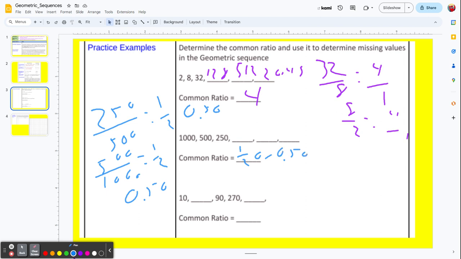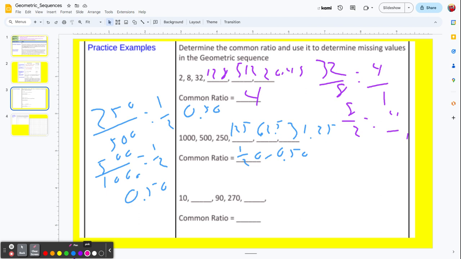So then on your calculator, you're just going to go, okay, what are my next values? I multiply by the common ratio. So 250 times 0.5 or times 1/2 is 125. 125 times 1/2 is 62.5. 62.5 times 1/2 is 31.25. All right, one more.